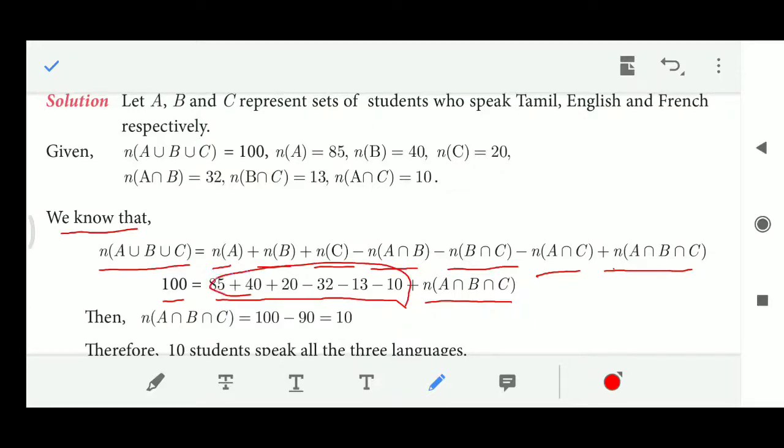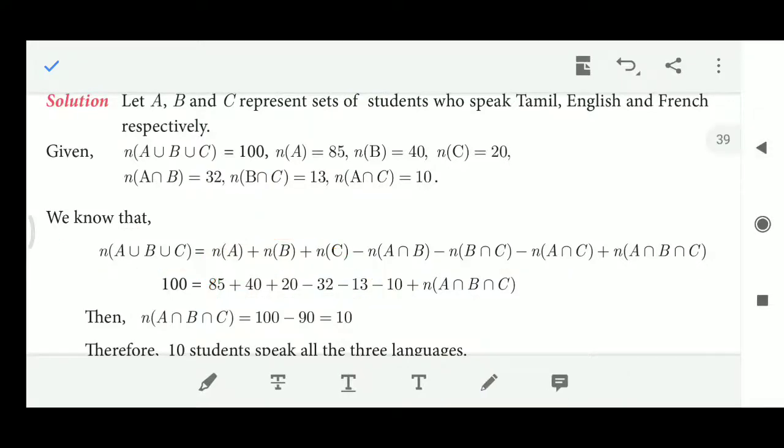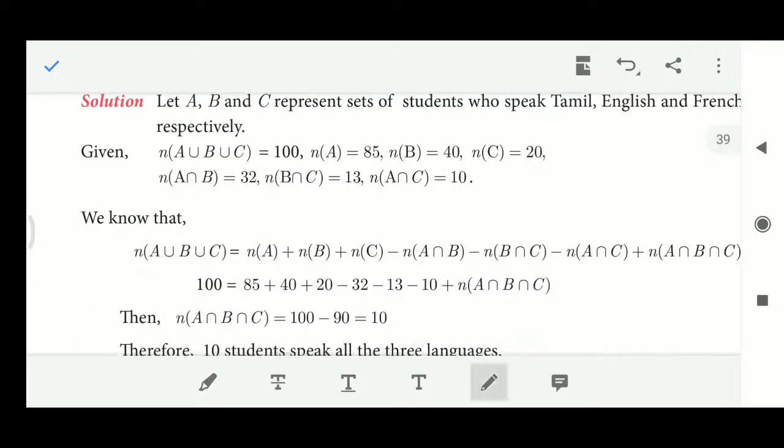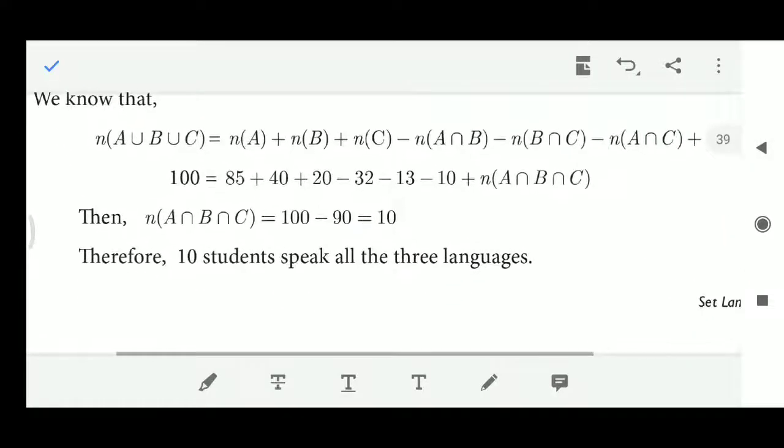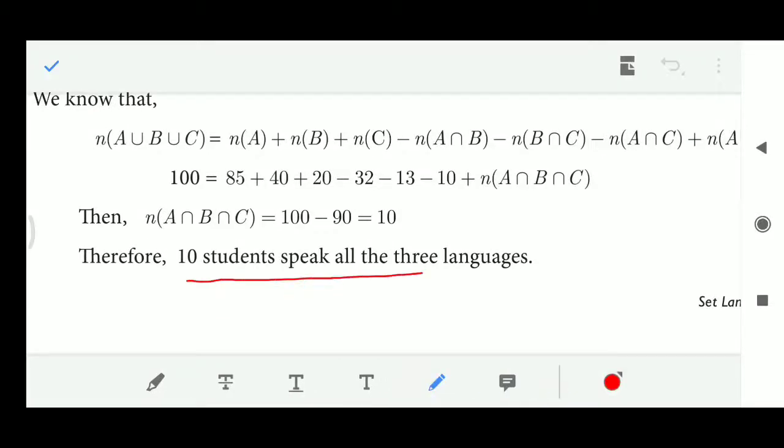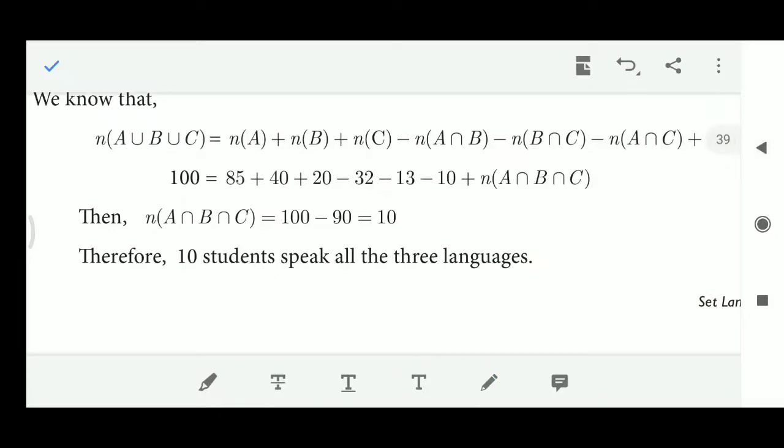You will get 90 + n(A ∩ B ∩ C). If you take the 90 to the left side, you will get 100 − 90, which gives 10 as the answer. So n(A ∩ B ∩ C) = 10. Therefore, the number of students who speak all three languages is 10.